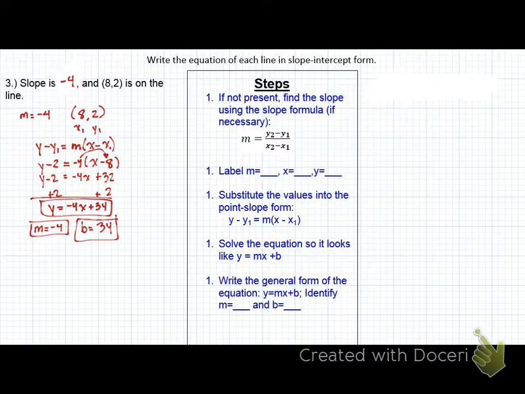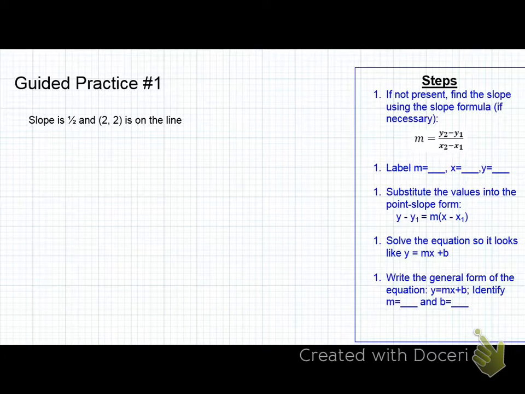I'm going to go to the next slide because I want you to just do this one now. Right up here on the top left, I'll underline it for you. Slope is 1/2 and (2, 2) is on the line. Can you kids work this one out and show me your answers on your whiteboards when you're done? I'll give you 2 minutes. Ready, set, go.